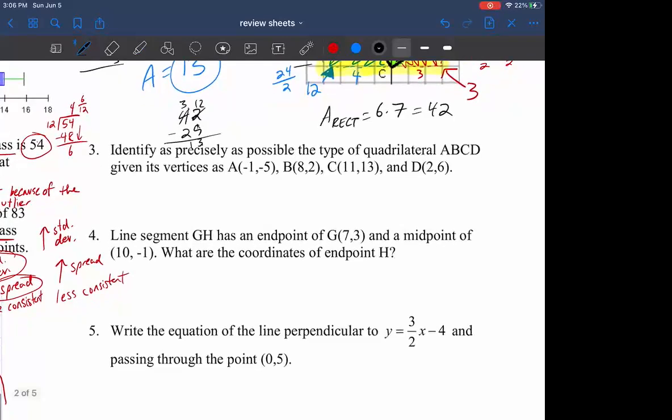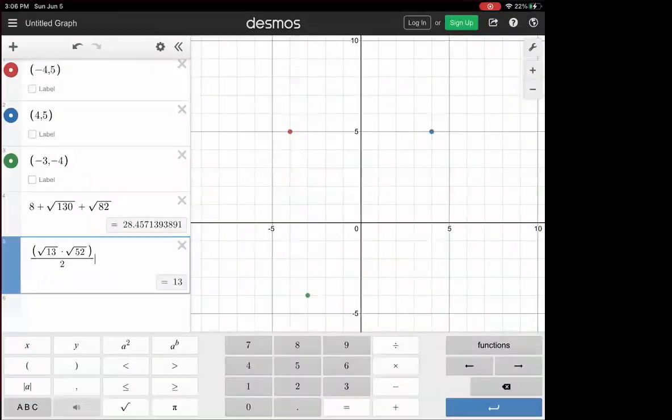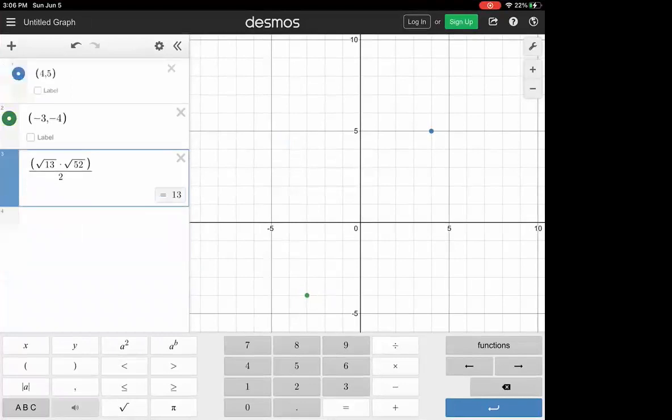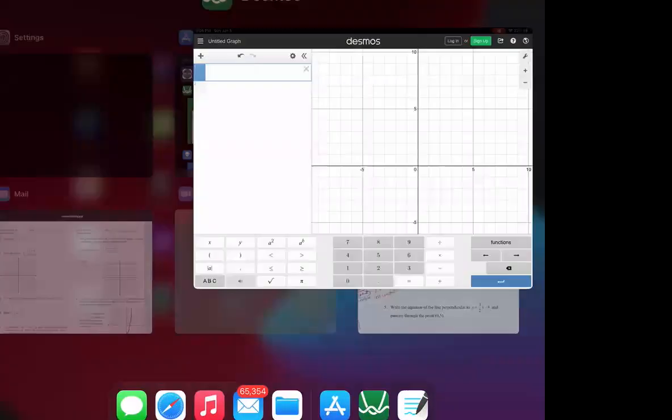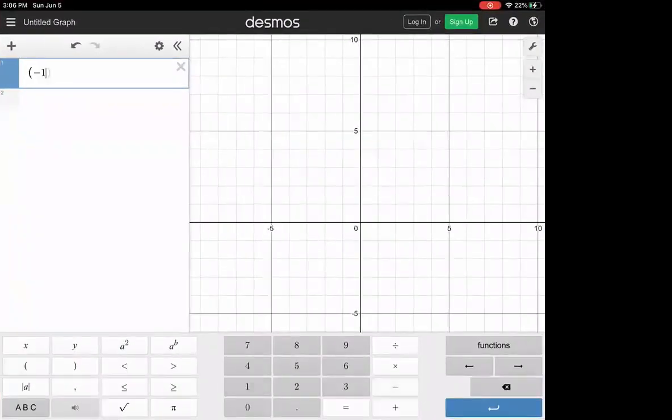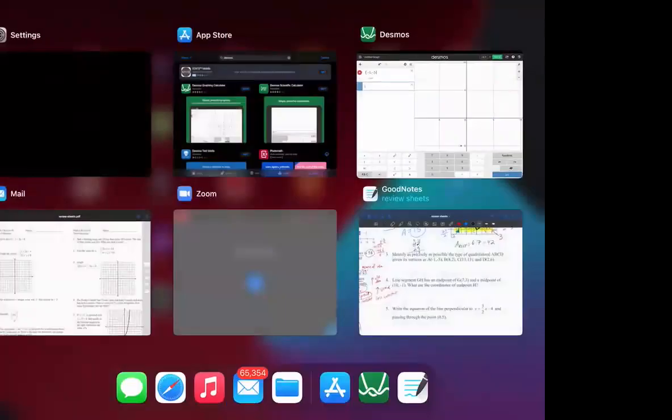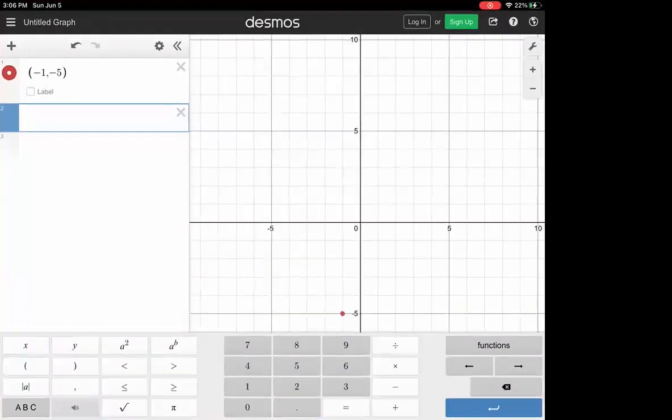Number 3: identify as precisely as possible the type of quadrilateral ABCD given its vertices at -1, -5, 8, 2, 11, 13, and 2, 6. Okay, let's go type these in, see what they look like. All right, so we've got -1, -5. 8, 2.